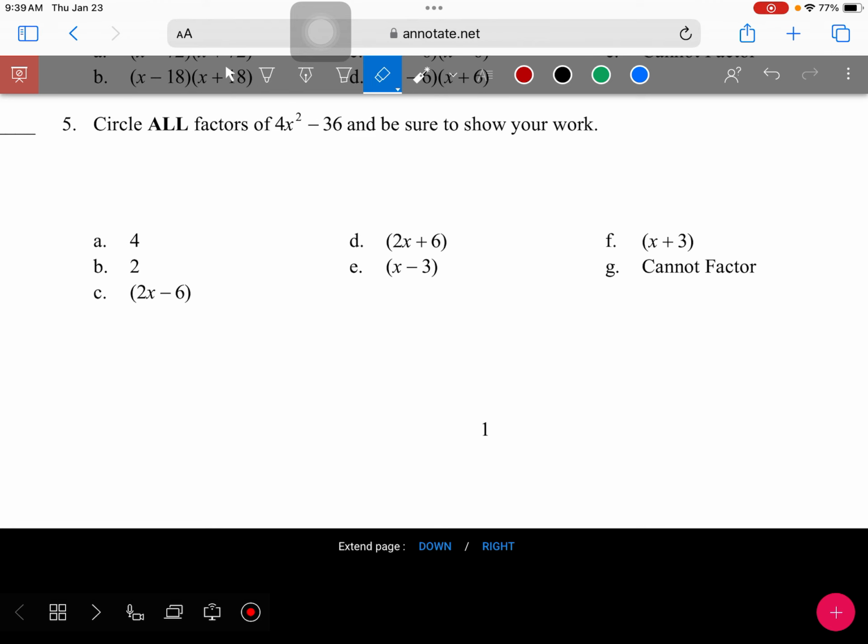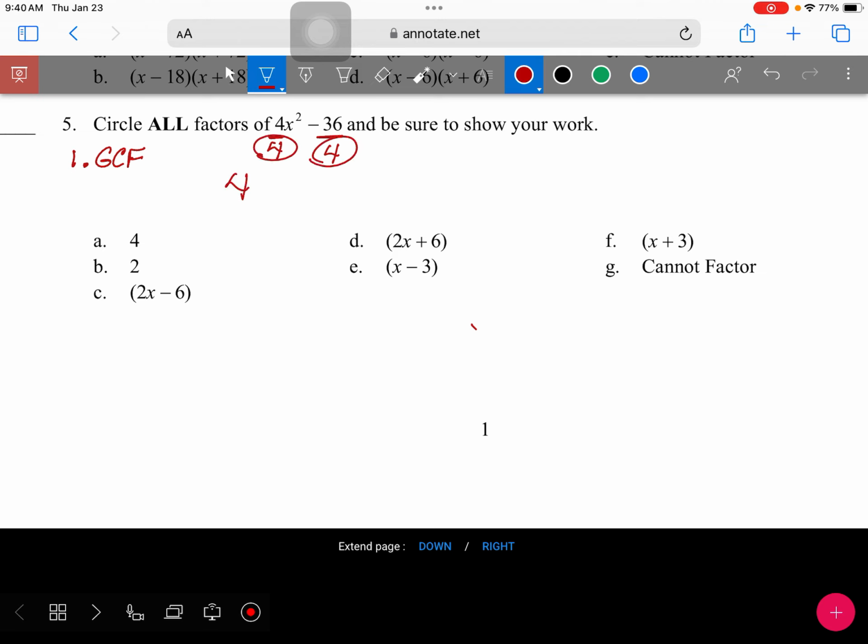First of all, you have to say to yourself, how many terms do I have? 2. Can I look for a greatest common factor with 2? Yes, you should. I have 4 and negative 36. 4 is a factor of 4. Is 4 a factor of 36? Yes. So we got to divide by 4. How about x? No, because there's no x in that last term. So this is my greatest common factor.